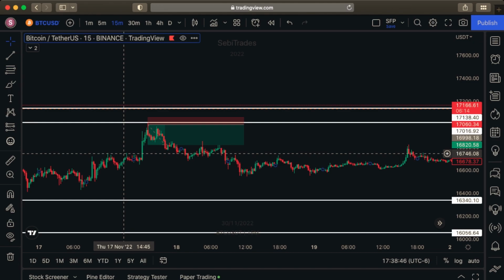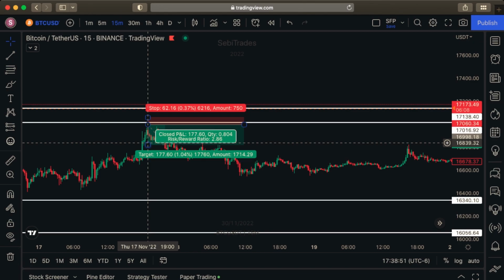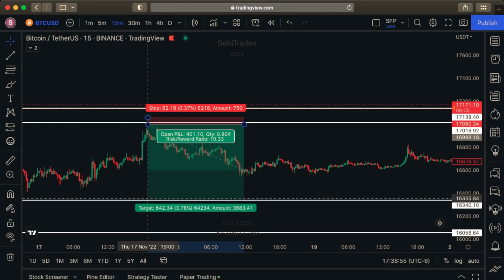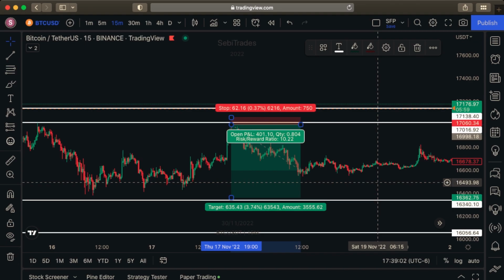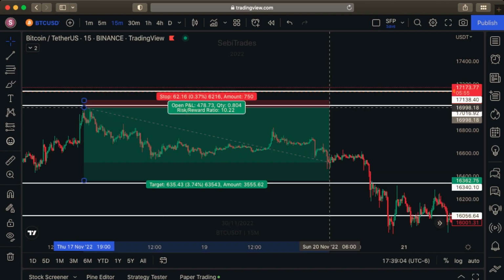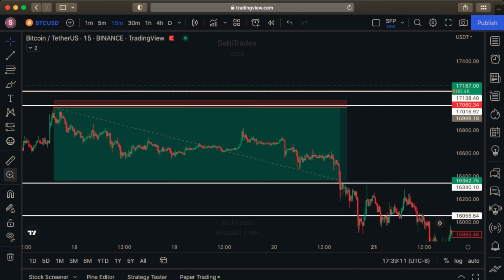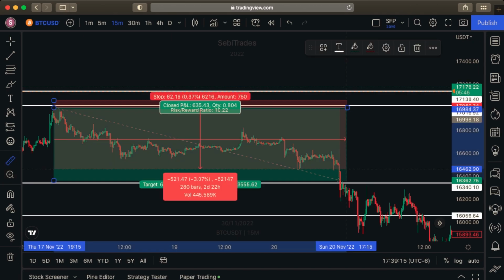So look, we're going to enter on the retrace of the resistance level for a short. Now we're going to put our take profit maybe a little bit above, a little bit below. It's your preference. At a support level, okay? Take profit at the next support level. And then look. This trade would have taken a while, but it would have gotten hit. Look, this is great right here. This is an amazing trade opportunity.